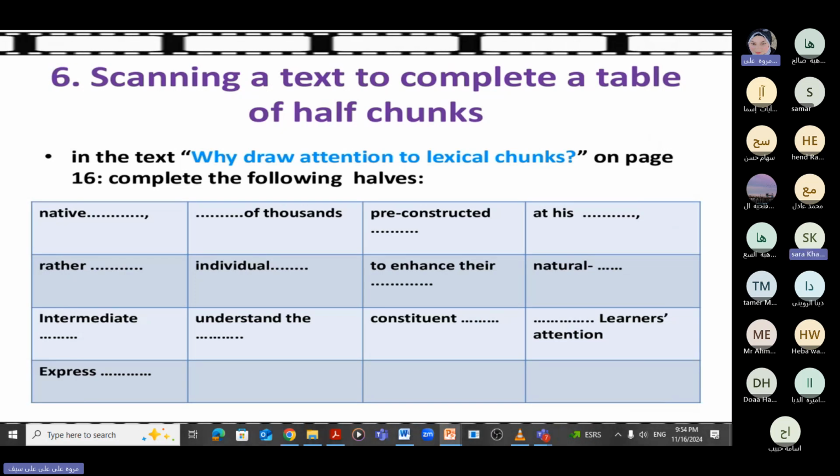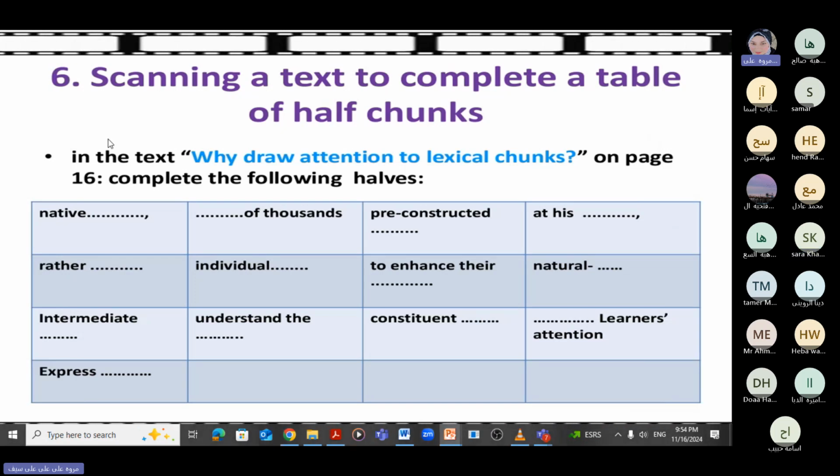Now, yes, we have another activity, scanning a text to complete a table of half chunks. So we have to read the text. Sorry, I have a question. Go ahead.